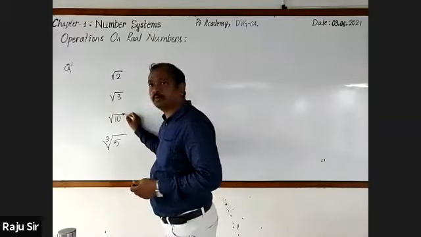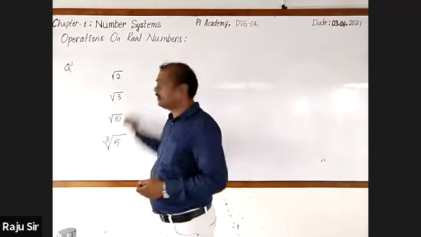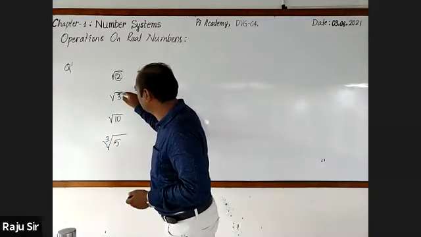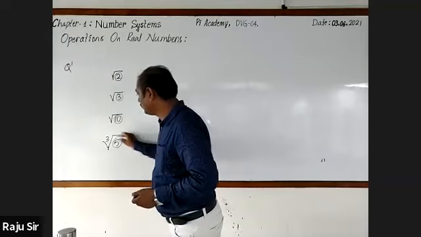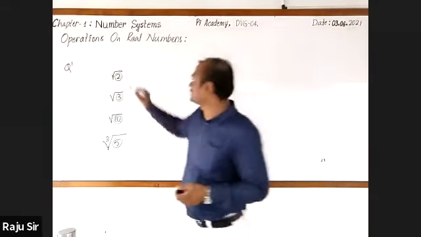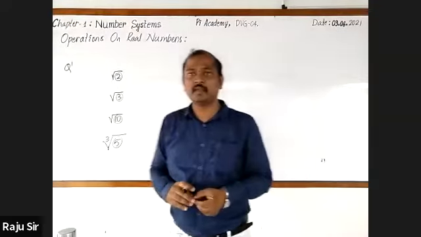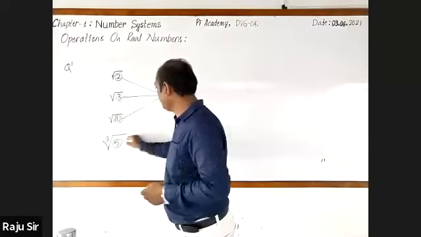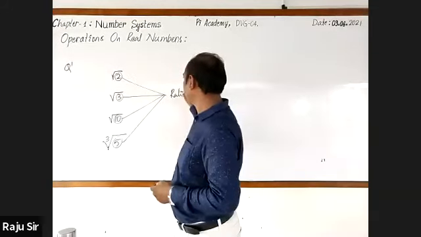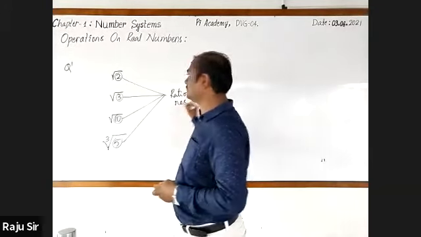Whatever the root sign is, here root is there, here is root, here is also square root, and here is cube root. Inside the root, we have numbers. See, 2, 3, 10, 5. What type of numbers are these? Natural numbers. In general, can we say rational numbers? Yes, sir. Look here. 2, 3, 10, and 5, they are all rational numbers. Is it not?